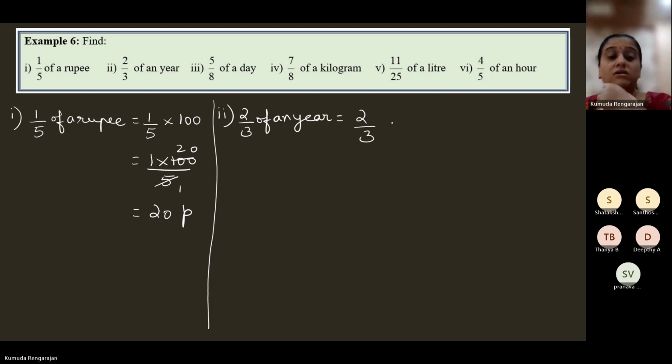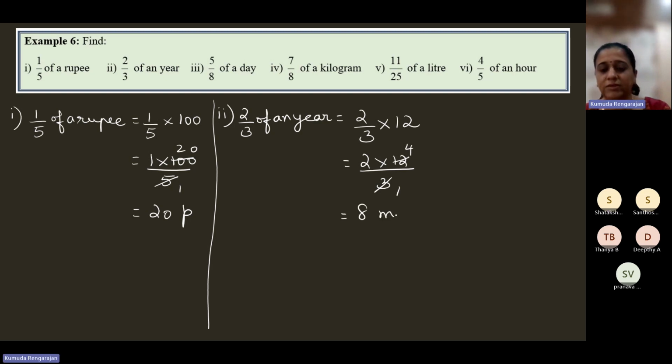So 1 year you can write as 12 months because 3 and 12 have a common factor 3. You can write it in months. 1 year is equal to 12 months. So 2 by 3 into 12. Ma'am, 8. Very good. 8 months.